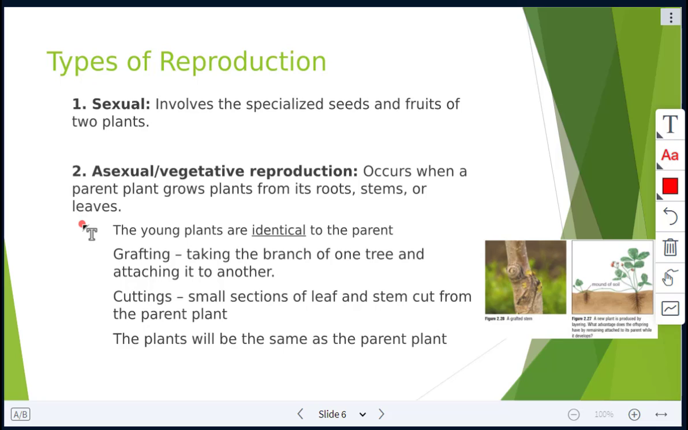So some examples of asexual or vegetative reproduction. One is grafting. So in this diagram here, grafting is when you can take the branch of one tree and attach it to another. Another example is cuttings. This is when you can take small sections of leaf and stems, cut from the parent plant, and then replant it. All right, so a new plant will be produced by taking a cutting. Now keep in mind, when we talk about grafting or cuttings, the plants will be the same as the parent plant. So genetically, they will be exactly the same.